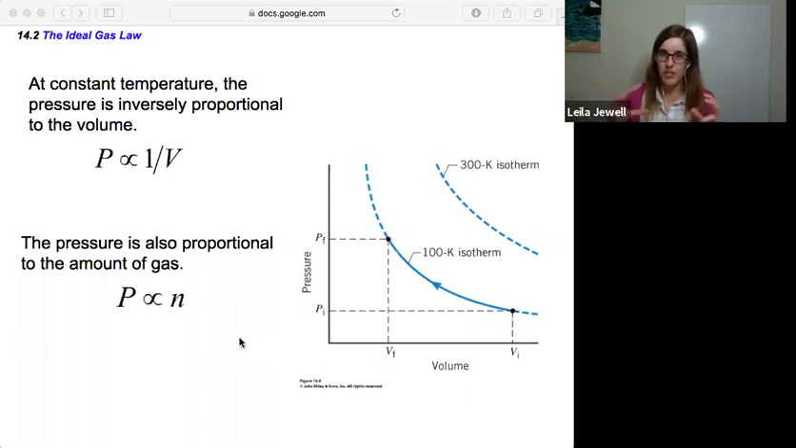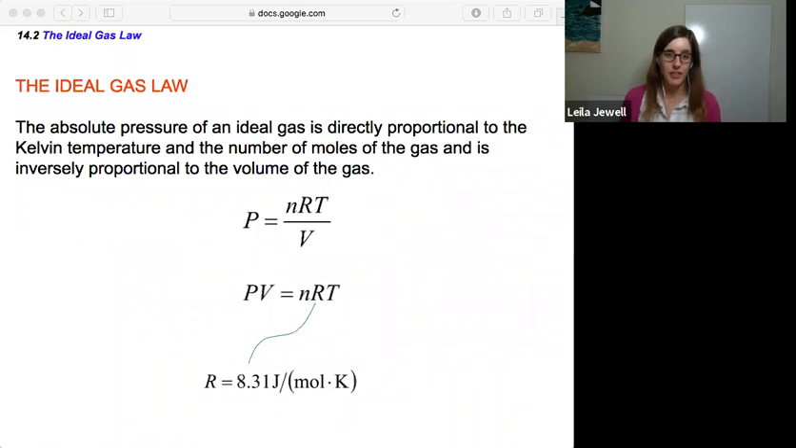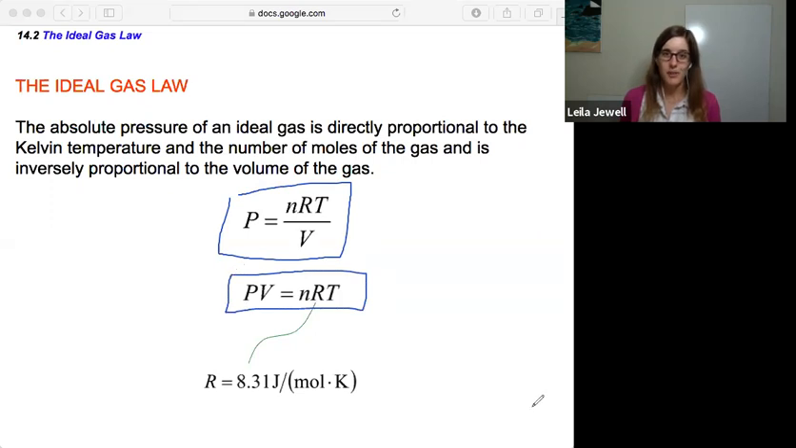So if we take all three of these ideas and put them together, we get something known as the ideal gas law. Something you may have heard about, right? Especially if you've taken chemistry. It says that the absolute pressure of an ideal gas is directly proportional to the Kelvin temperature and the number of moles of the gas, and is inversely proportional to the volume of the gas. So that's written here with P is equal to the number of moles n times R times T divided by V. Or the more common way that's often written is PV equals nRT, pivnert, if you will.